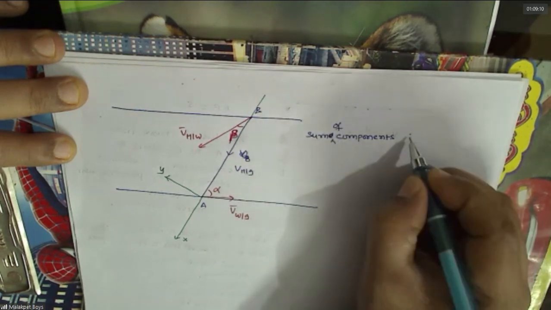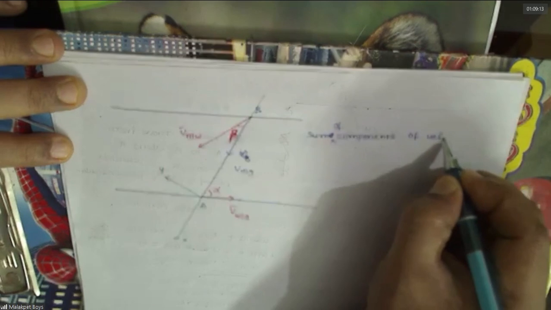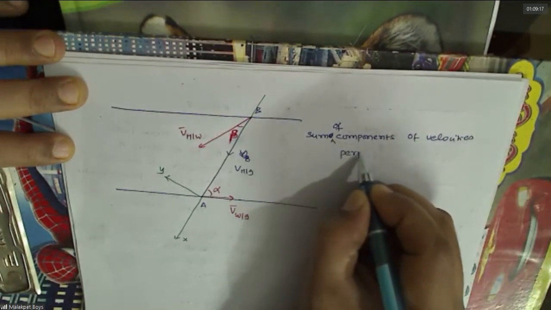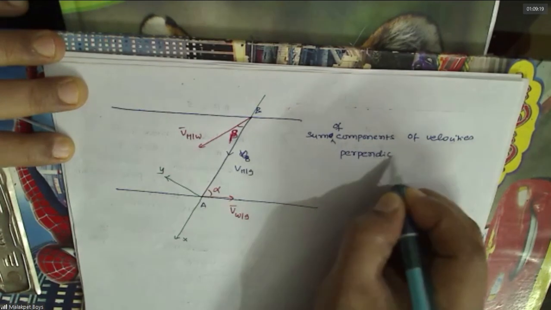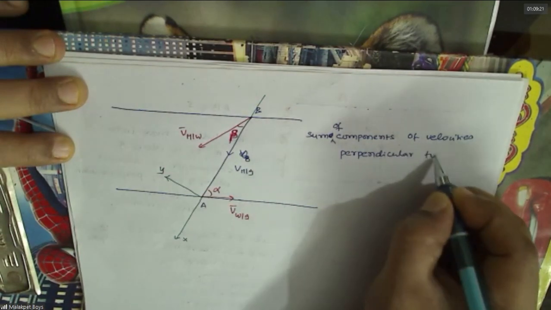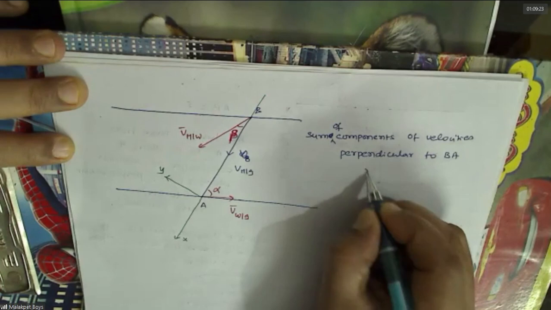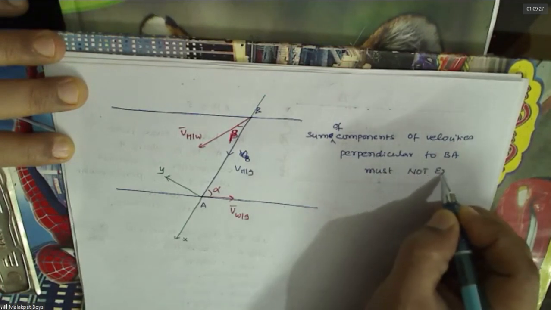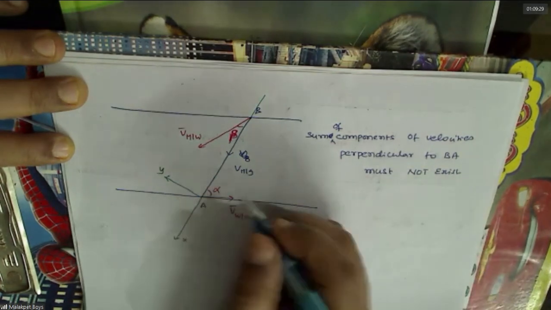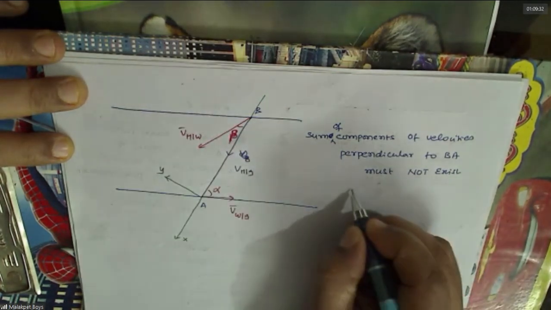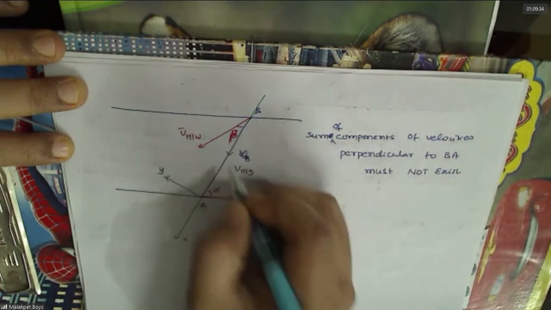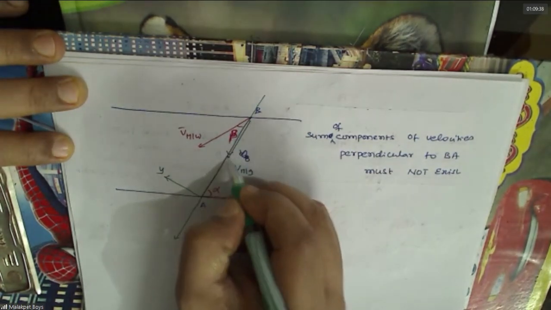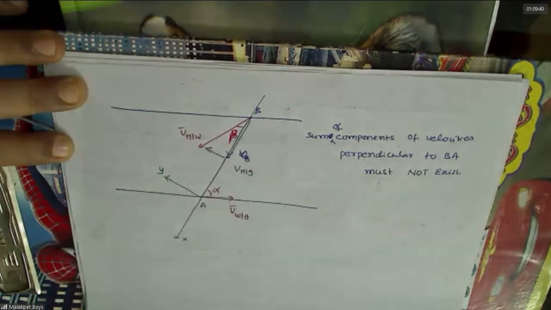Sum of components of velocities perpendicular to BA must not exist. Now, what are the components perpendicular to AB? You can tell that, no? This is one component, cos beta. This is the other component.